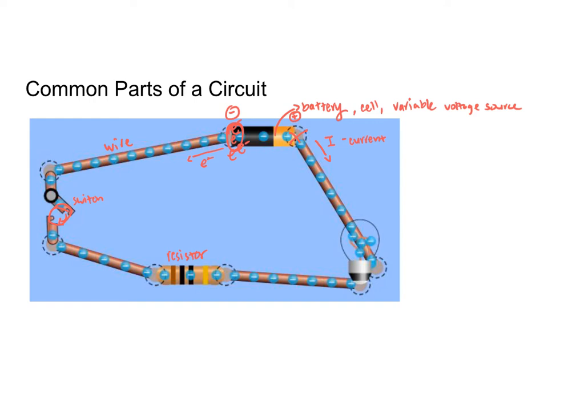Next, we have our bulb. In our light bulb, our electrons are doing work, and in this case, they are lighting up our light bulb. So we're turning electrical energy into light and heat. So these are our key circuit elements: our switch, our voltage source, so a battery, cell, or variable voltage source, our wire, our resistor, and our bulb.